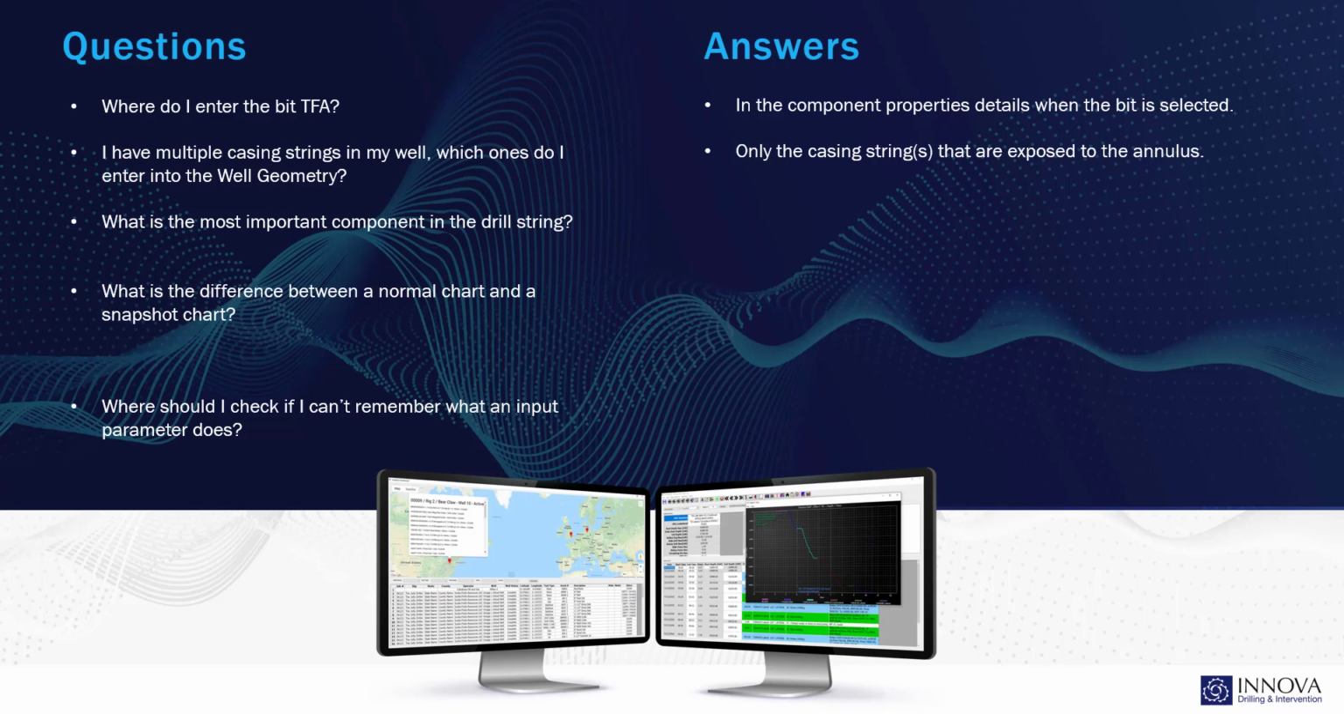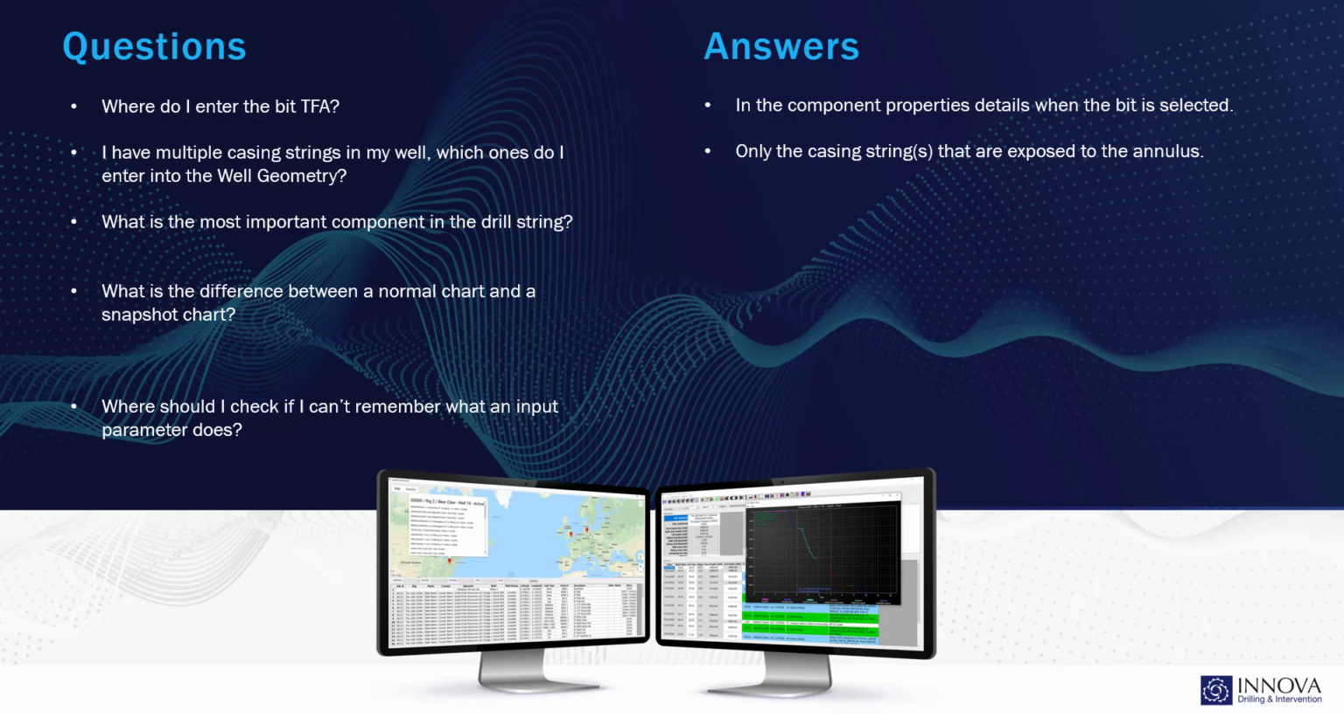So in the example that we use in this video, the 9 5/8 casing stretched from surface down to the top of the open hole section. We could have had other casings that were cemented in before the 9 5/8, but because they are now sealed behind the 9 5/8 casing and they're not exposed to the annulus, we don't need to worry about them. We just needed to enter the 9 5/8 casing.